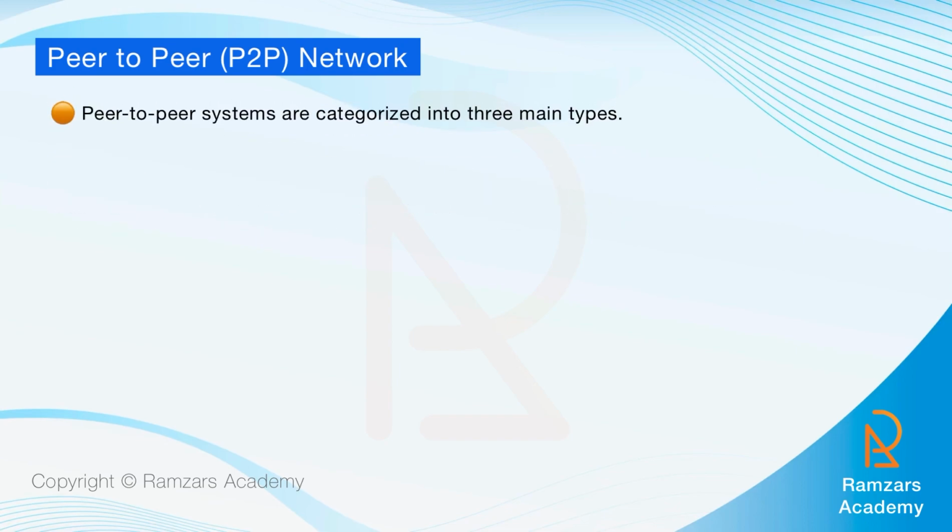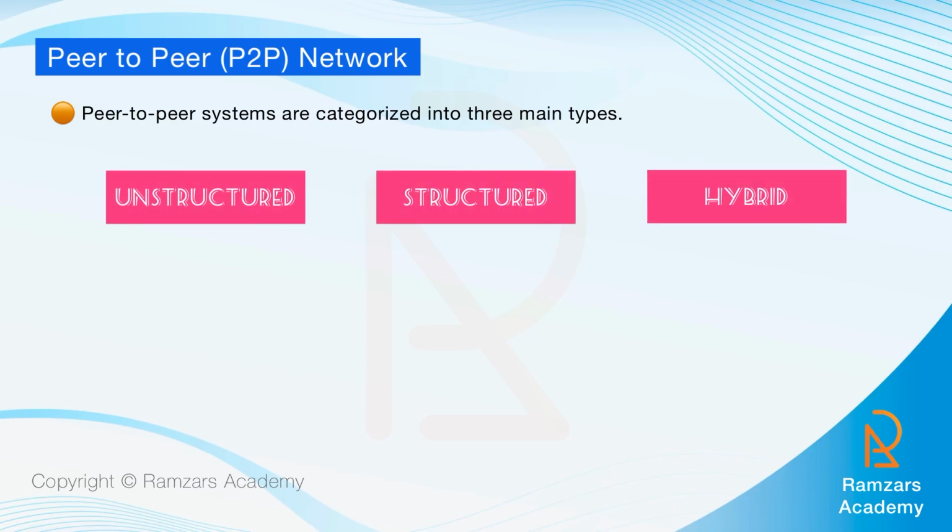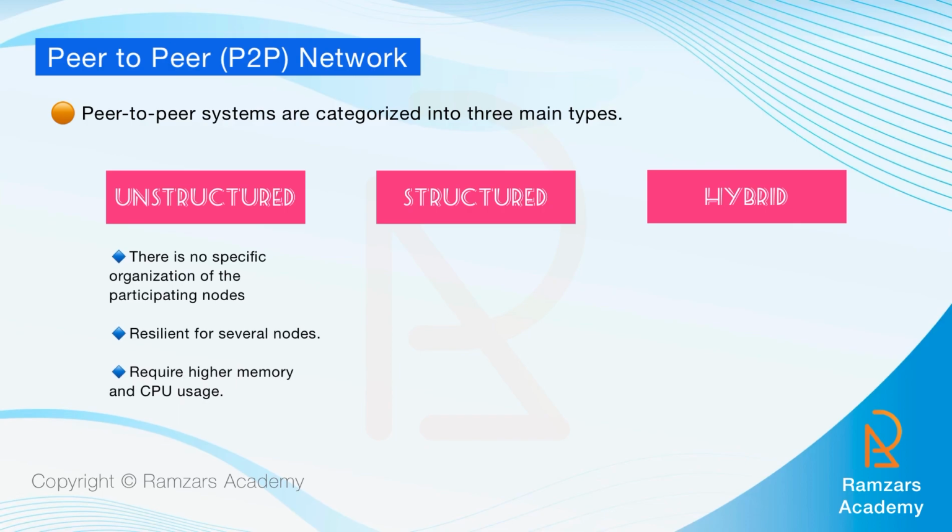Peer-to-peer systems are categorized into three main types, named unstructured, structured, and hybrid peer-to-peer networks, based on their architecture. In an unstructured peer-to-peer network, there is no specific organization of the participating nodes. They can communicate randomly with any other node. Such a system is resilient to several nodes frequently arriving and departing from the network. Despite being easier to build, these systems require higher memory and CPU usage.